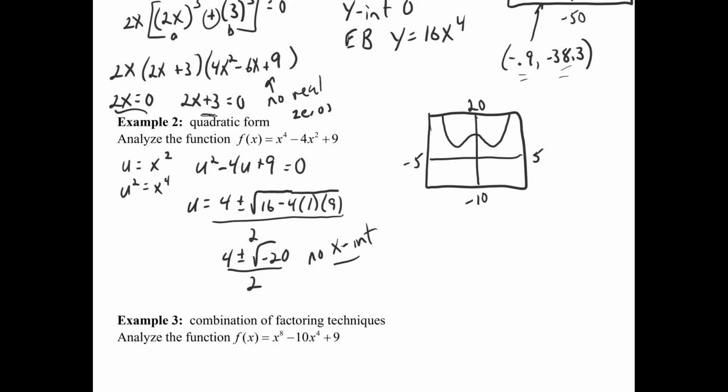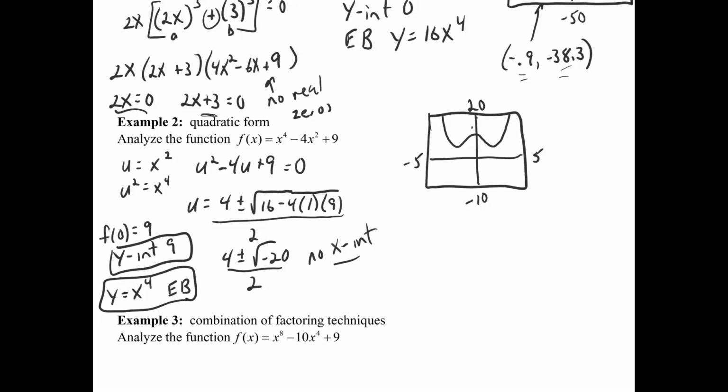Okay, so there's the graph. I'm using negative 5 to 5, negative 10 to 20. That's what the shape is. No x-intercepts as we expected. We should probably look at the function and say what is f of 0 to get our y-intercept, and that's 9. So the y-intercept is 9. And the end behavior is x to the fourth, so that's y equals x to the fourth. That's our end behavior, and what we got is consistent with that.